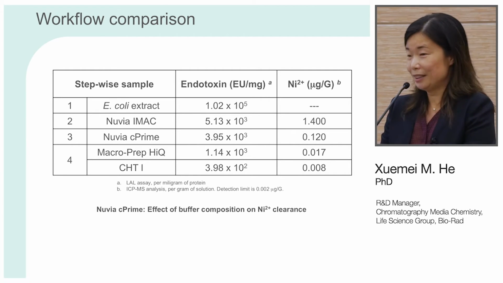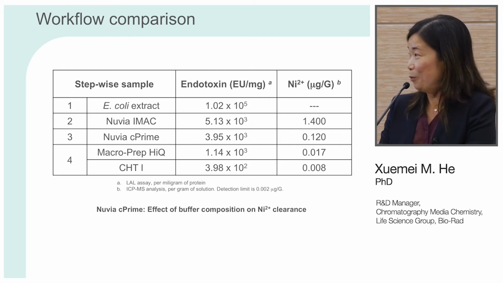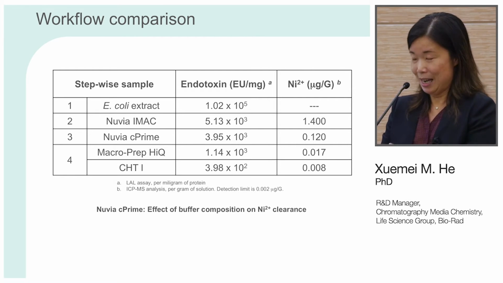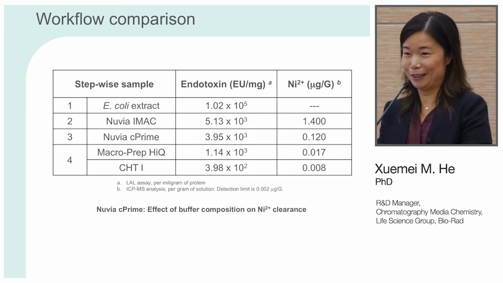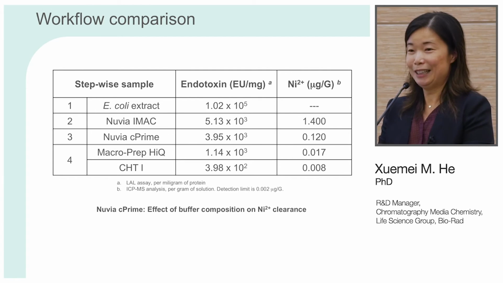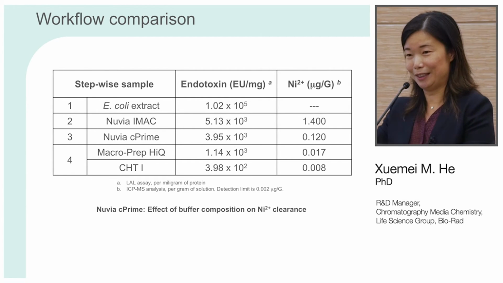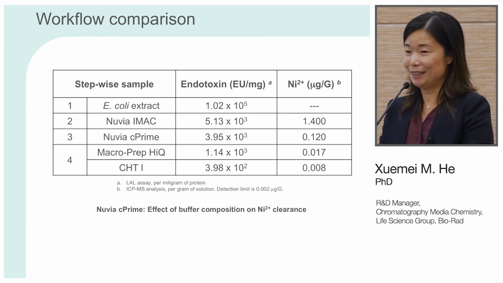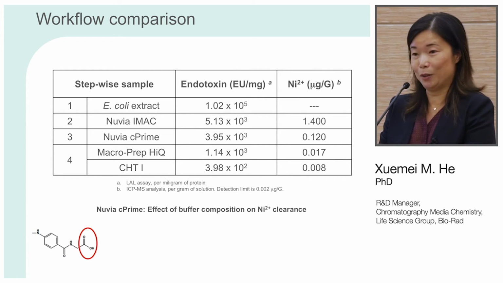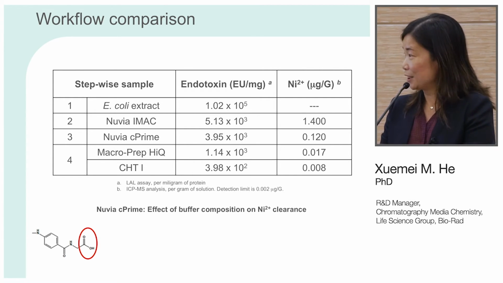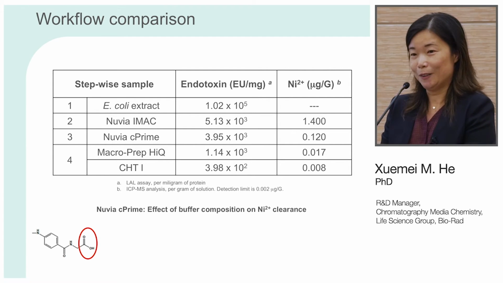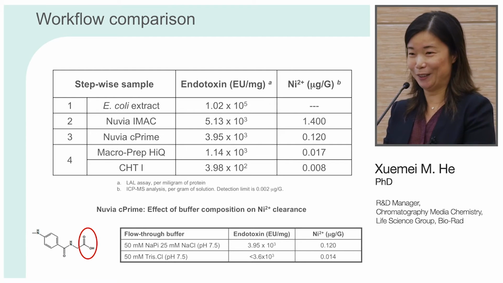But what's even more interesting is, as I mentioned earlier, that we saw the Nuvia C Prime remove metals. And as we know, the Nuvia IMAC elution simply relies on the imidazole. So we can have the target bound on the column and adjust the buffer conductivity. So when we do the elution, we can have a low buffer conductivity to do flow through on C Prime. We want to see if this actually further reduces the metal content in the C Prime flow through fraction. Because you see the structure of the C Prime's ligand, it has a carboxylate. Basically, we are presenting a lot of carboxylates on the resin as a metal scavenger.